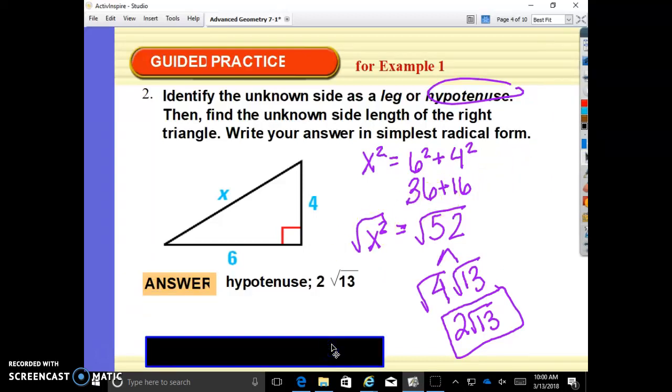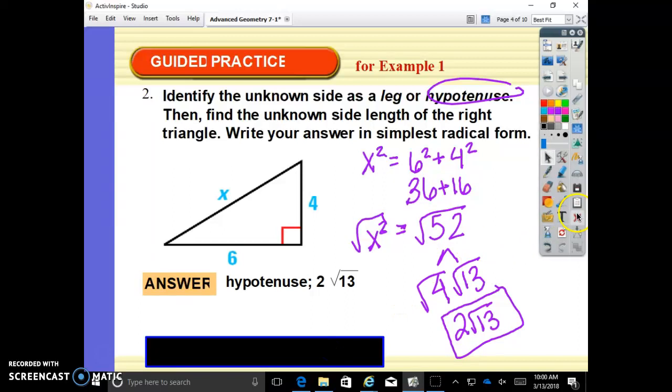2 rad 13 is our answer, and it is a hypotenuse. Your hypotenuse will always be the largest side as well. So 2 rad 13, what is that? That is actually 7.2. So that's another way you can check it, is just make sure it is the longest side.